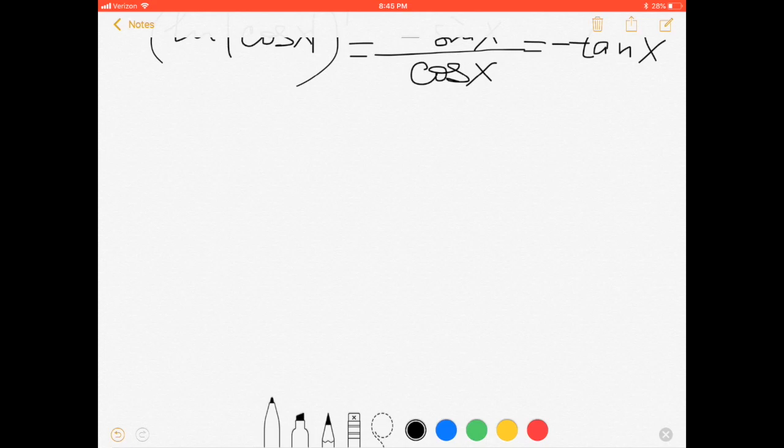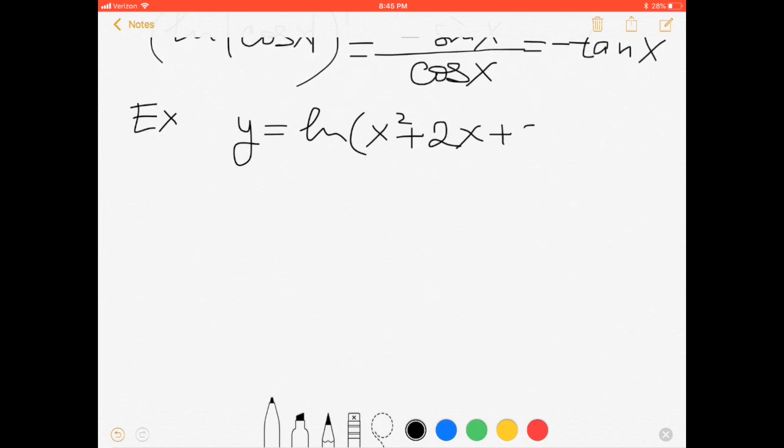I think we're ready to use our skills to find the derivative of a logarithmic function, or for example, to find a relative extremum. Let's go. Example: I have the function y equals natural log of x squared plus 2x plus 3.